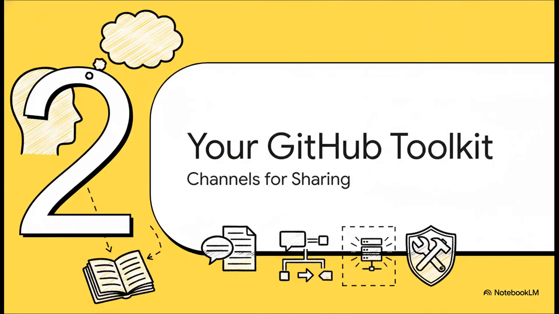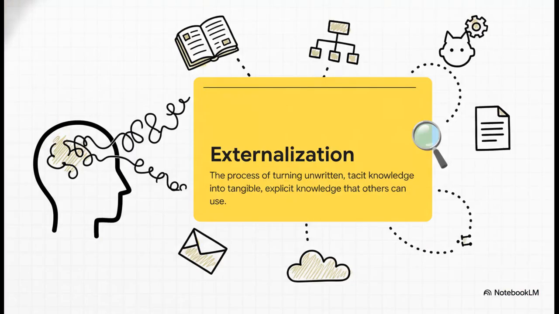So the big question is, how do we do that? How do we move knowledge from in your head to in the docs? Well, it turns out GitHub gives us a whole set of tools or channels designed for exactly that. The first key process has a bit of a fancy name, externalization, but don't let that fool you. All it really means is getting that valuable, intuitive knowledge out of someone's brain and putting it somewhere the rest of the team can actually use it.